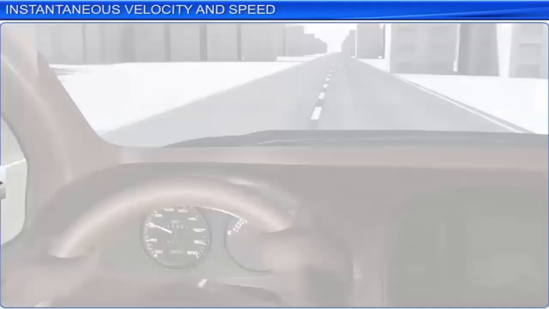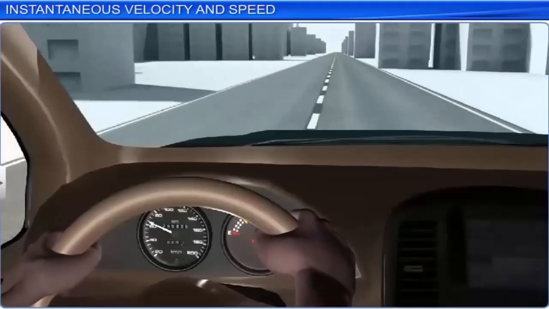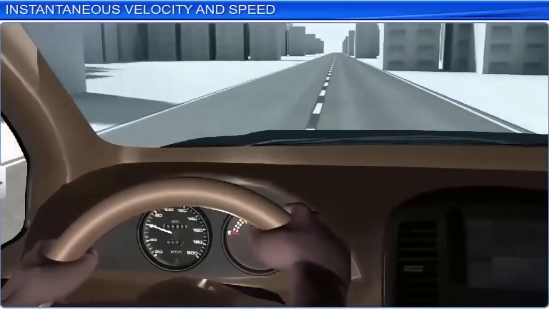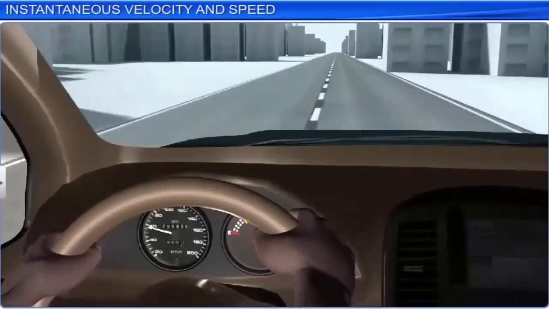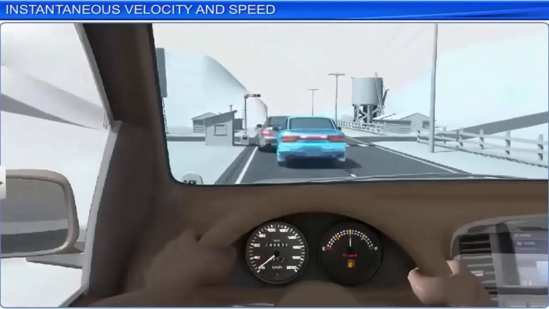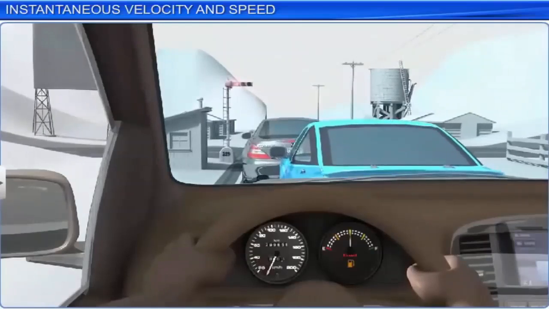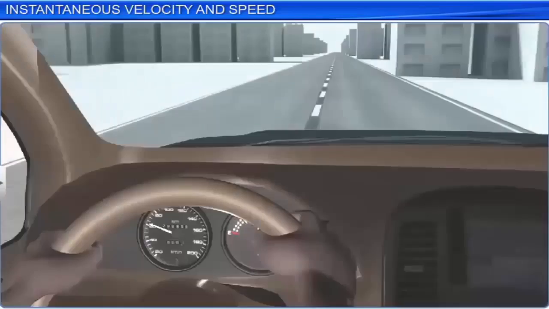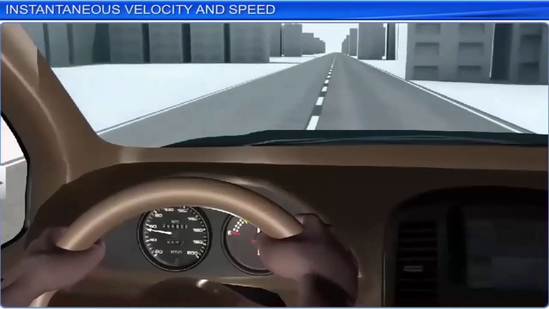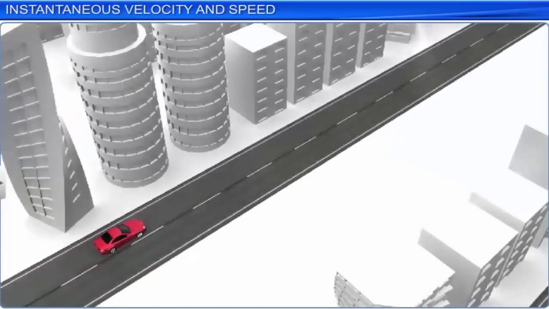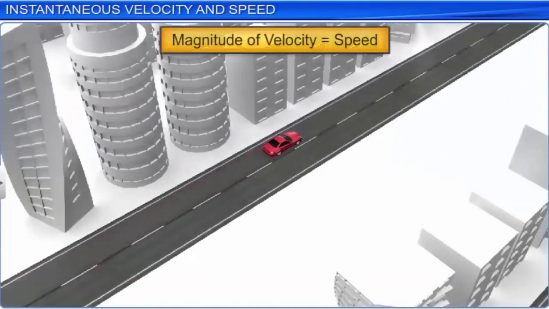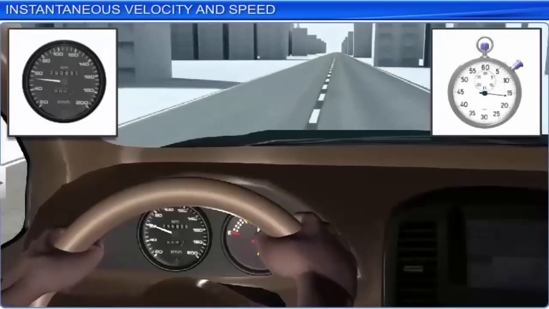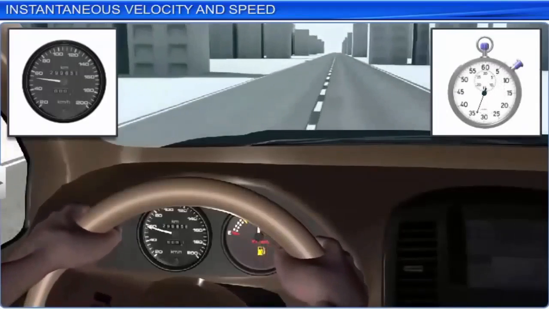No. The speedometer reading was fluctuating continuously between 0 kilometers per hour at signals, 5 kilometers per hour at traffic jams, and 60 kilometers per hour on the freeway. When a body moves in a straight line, the magnitude of its velocity is equal to its speed. The speedometer reading gives the instantaneous velocity at that particular moment.